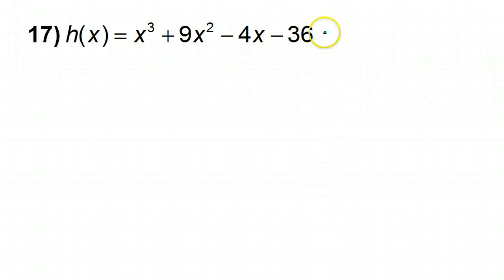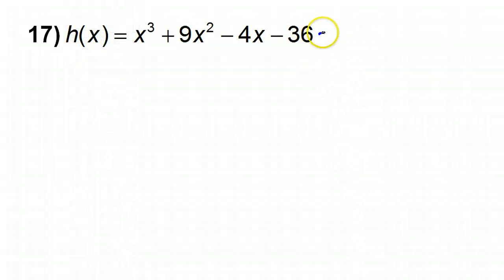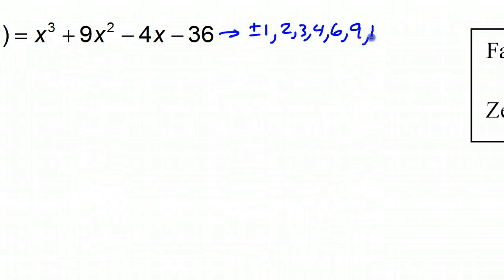Okay, the possibles. The possibles are, all right, again, plus or minus 1, 2, 3, 4, 6, 9, 18, 36.